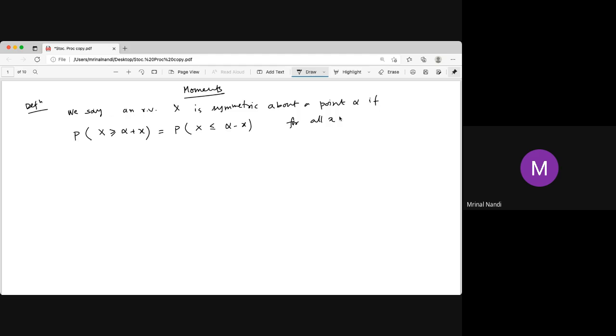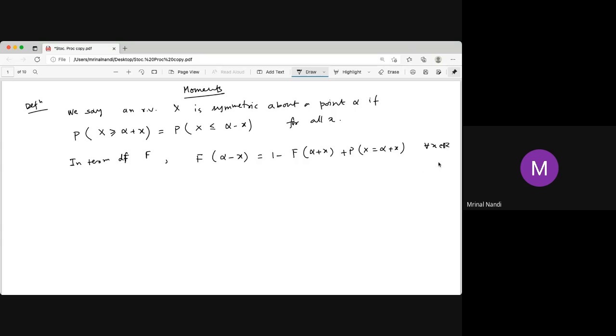This is also symmetric about alpha. That means the PDF is symmetric, or the probability mass function is symmetric. So the function is symmetric. And now in terms of the distribution function F, the right hand side is equal to 1 minus the distribution function at alpha plus x, plus the probability of X equal to alpha plus x. That is in terms of F, and this is true for all x in the real numbers.